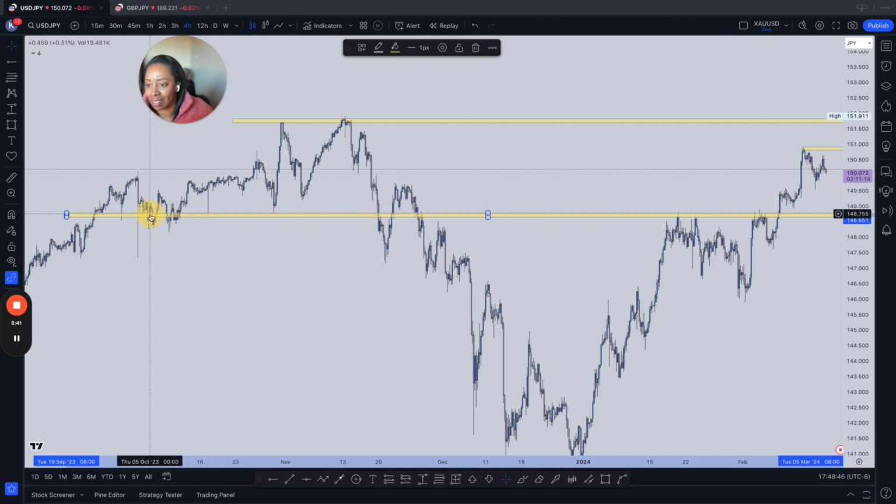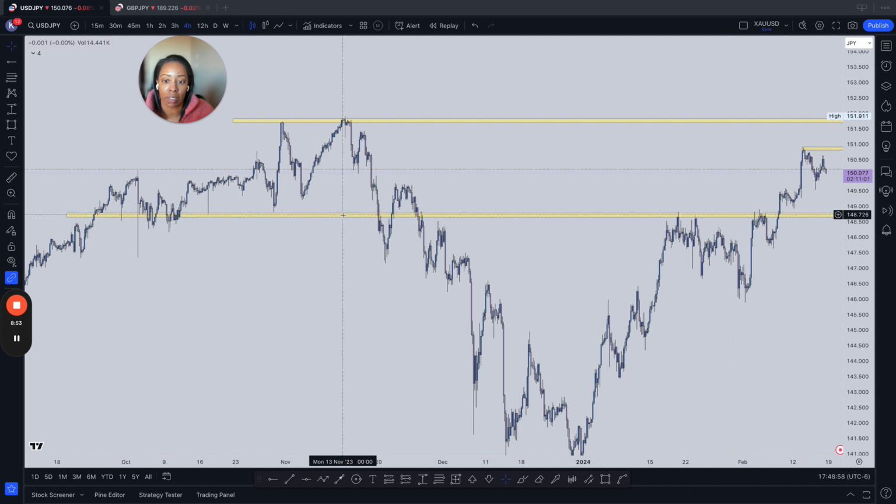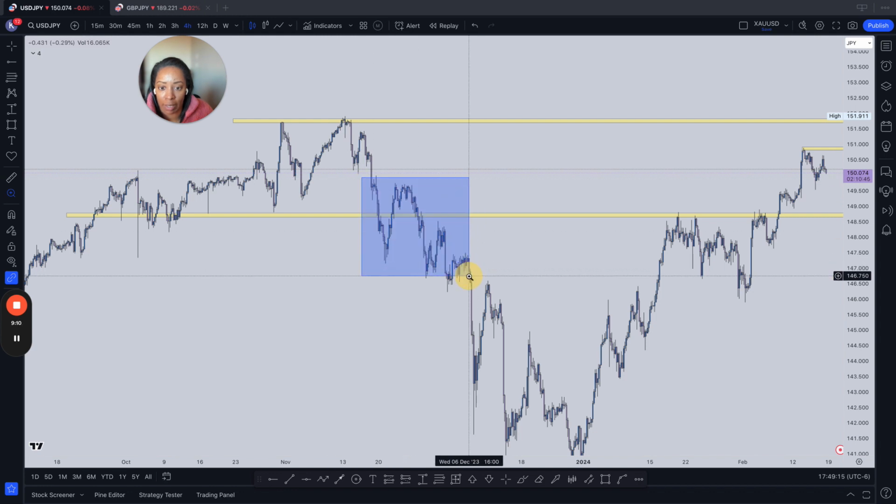There's a lot of consolidation here, so it's not really something that I'm focused on, but I like that tap into here and it rejected. You can see rejection, big rejection, rejection, rejection. So basically this area right here, this 148, is a nice support zone. Let's see. We see a rejection right here, but in the opposite direction. Let me zoom in super quick so you can see what I'm talking about.